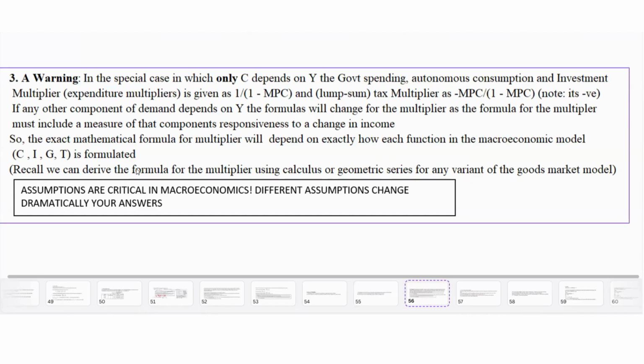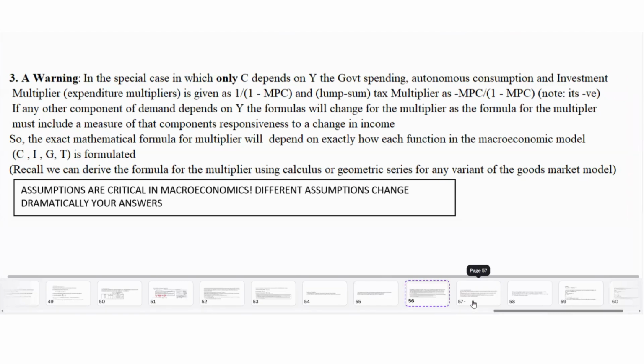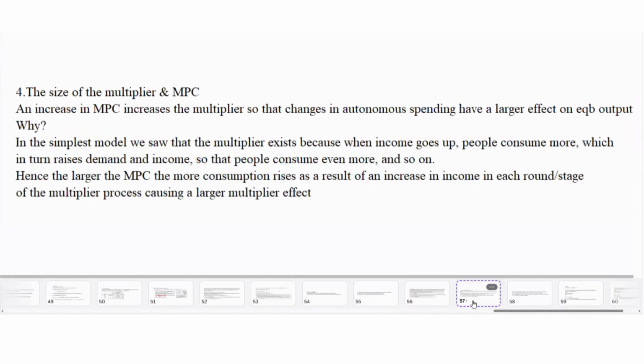If any other component of demand depends upon Y, the formula for the multiplier will change. So the exact formula for the multiplier depends upon how each function in the macroeconomic model is formulated, and on each variant of the goods market model. And for any variant of the goods market model, we can find the multiplier using calculus or geometric series, like we found the government expenditure multiplier in an earlier video. So just keep this in mind. This is an important warning that the formula for the expenditure multiplier and the formula for the tax multiplier only apply in that particular goods market model where only C depends upon Y, and I, G, and T do not depend upon Y.